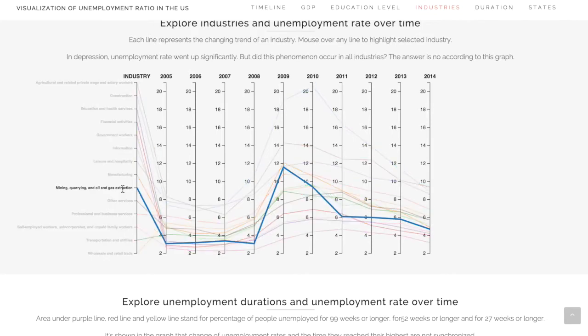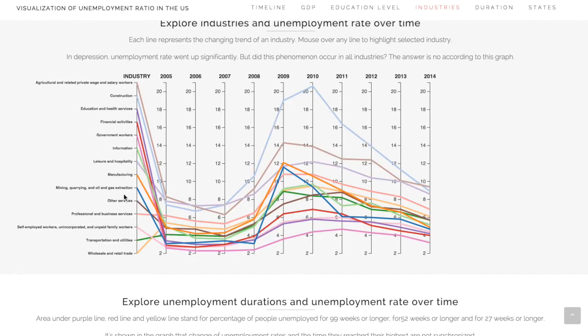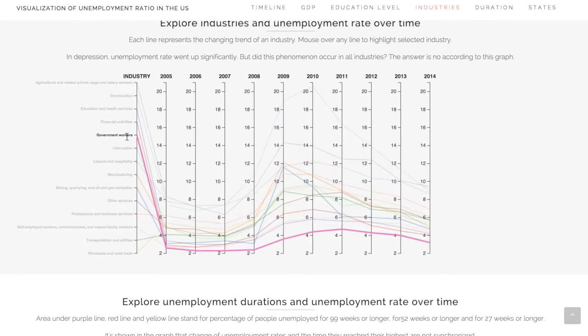From this picture, we get to know that the unemployment rate of mining and gas extraction reached 8% in 2008. But comparing with government workers, only another 2% of them lost their job in economic depression.